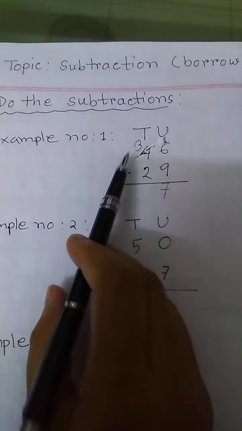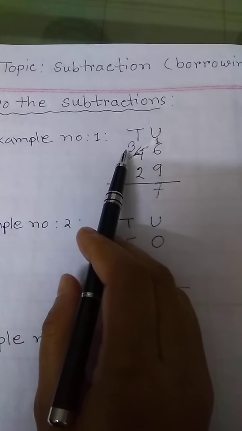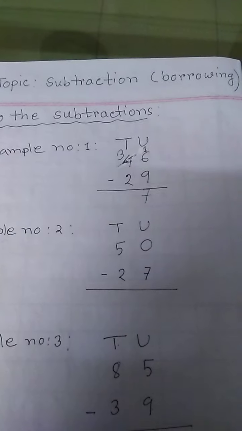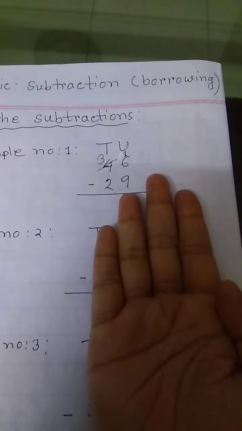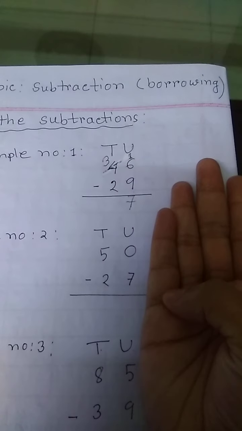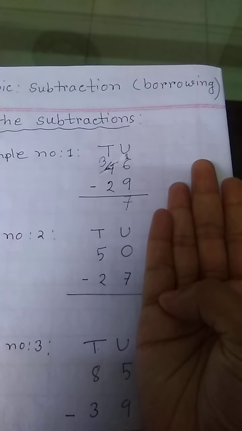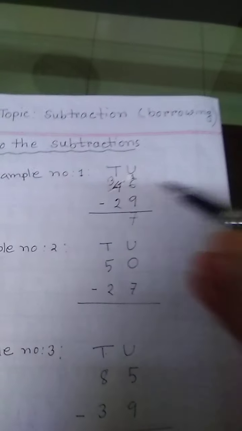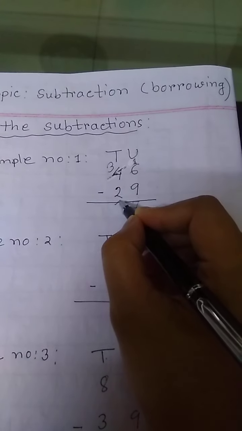Now here is 2, here is 3, here is 2, right? 2, 3. What will be the answer? Yes, 1. So we will write here 1.